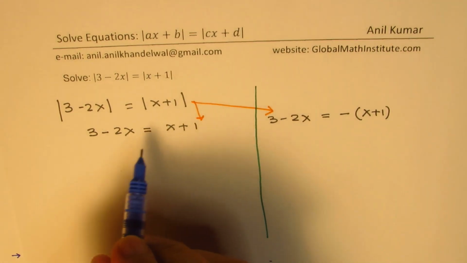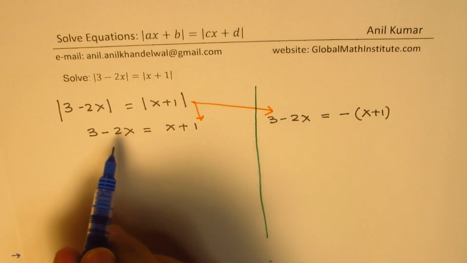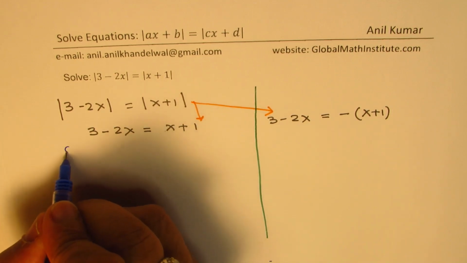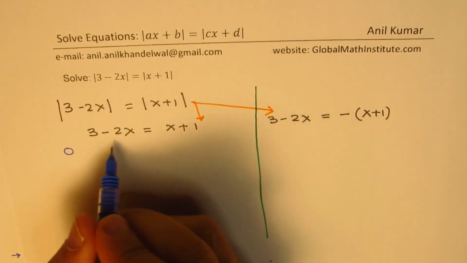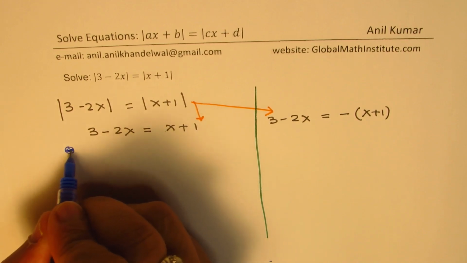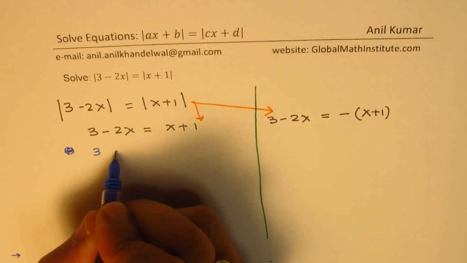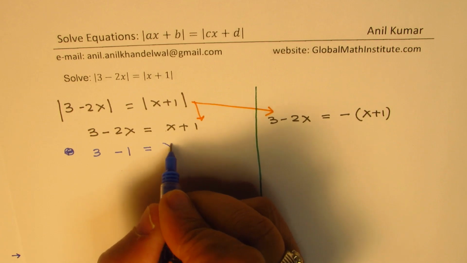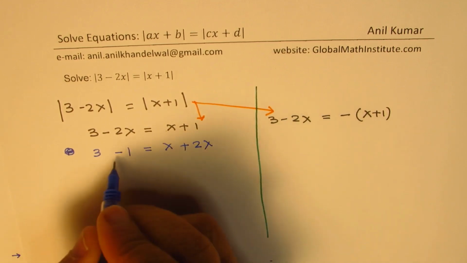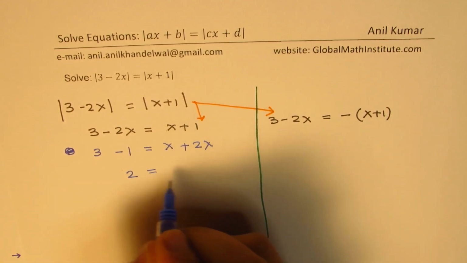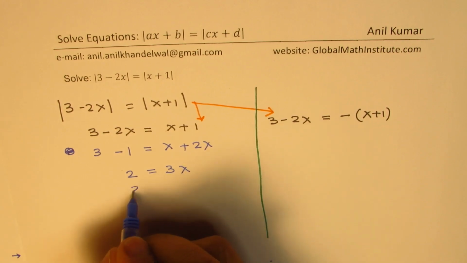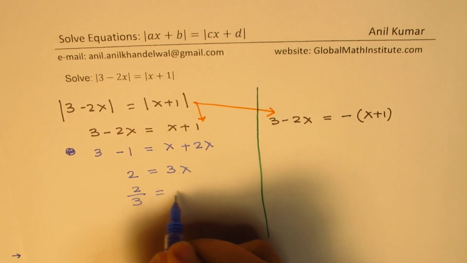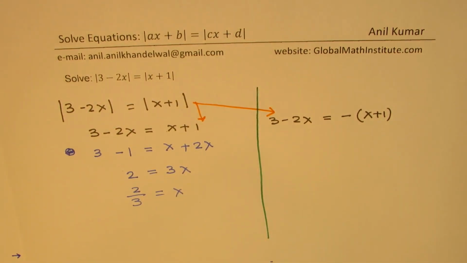Let's solve it. Taking all these terms to the right side will make this positive. So we can take the numbers on this side. Anyways, it's better to write 3 minus 1 equals x plus 2x. And 3 minus 1 is 2. So 2 equals 3x, or we get 2 over 3 equals x. So that is one solution.